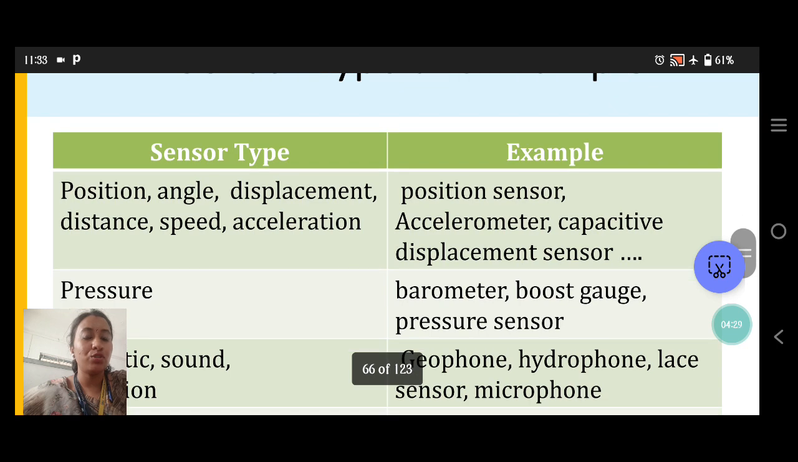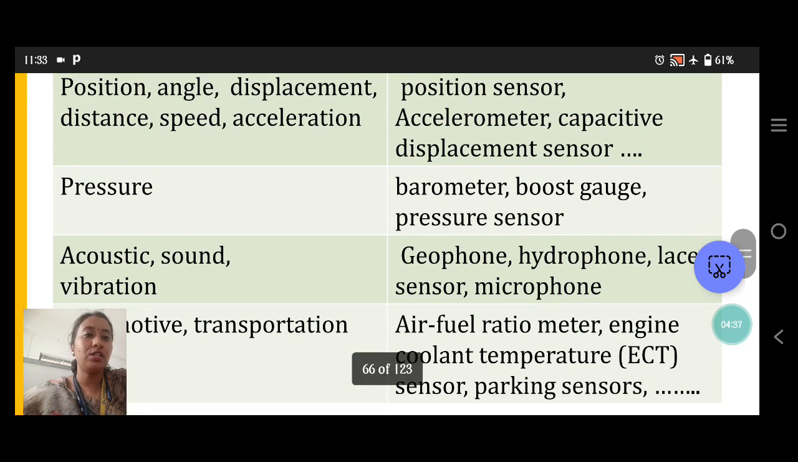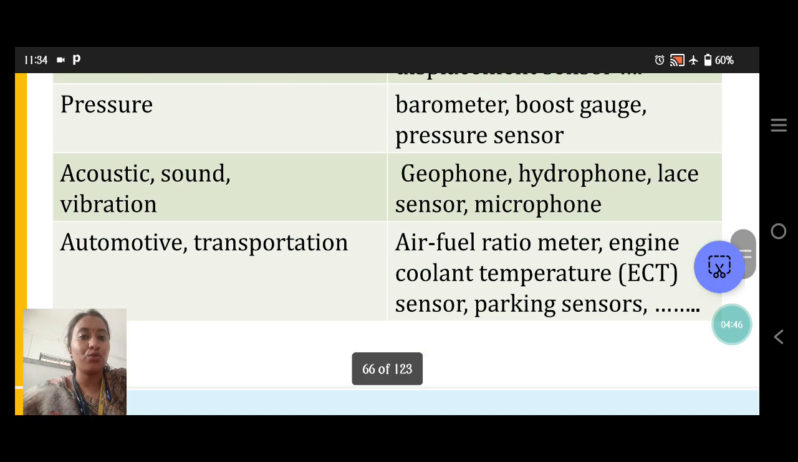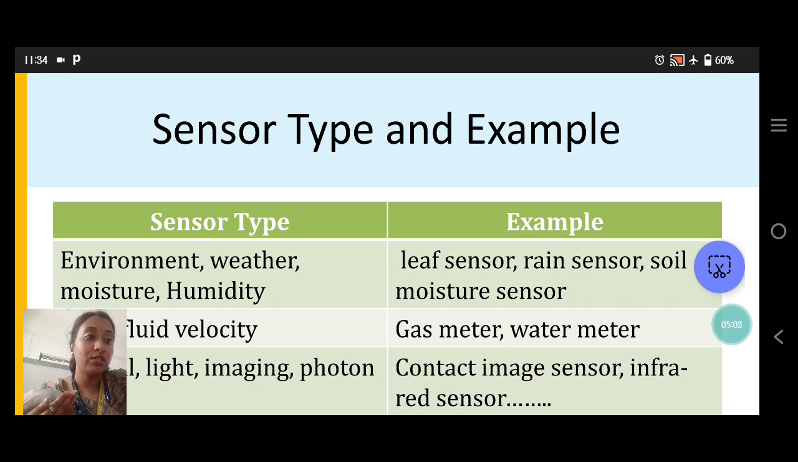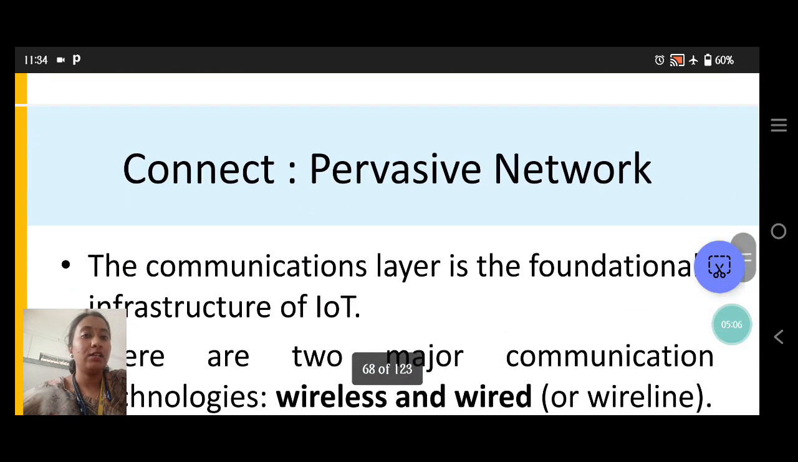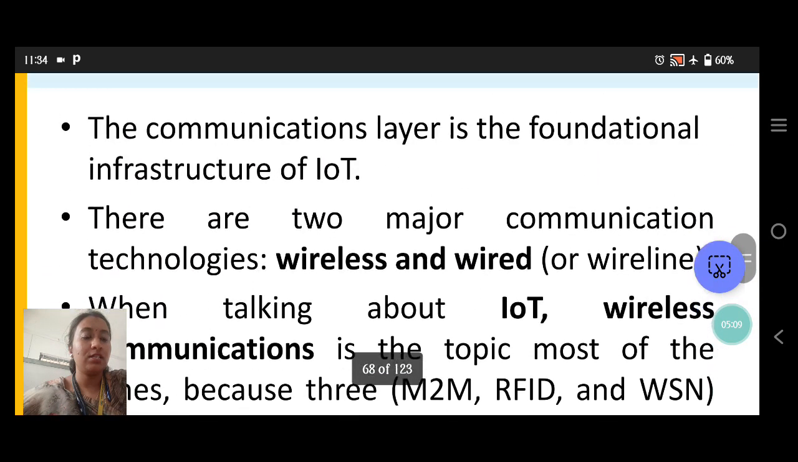Sensor type with an example: position, angle, displacement, distance, speed, acceleration. For position sensors, you can see the barometer. For pressure, it measures with a barometer, boost gauge, pressure sensor. Acoustic sound and vibration: geophone, hydrophone, microphone. Automotive and transportation: air fuel ratio, radiometer, engine coolant temperature sensor, parking sensor. Environment: weather, moisture, humidity. These are the types of sensors and whatever sensors we have read, these are the examples. I'll show you the slide, and you can see the examples.